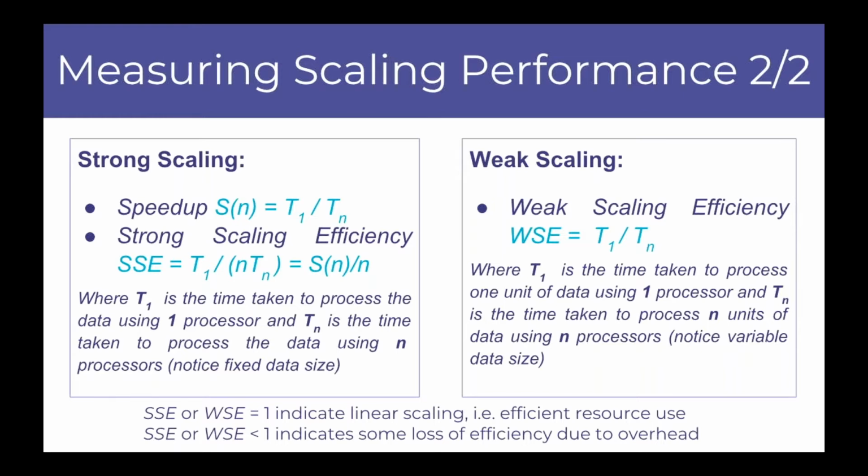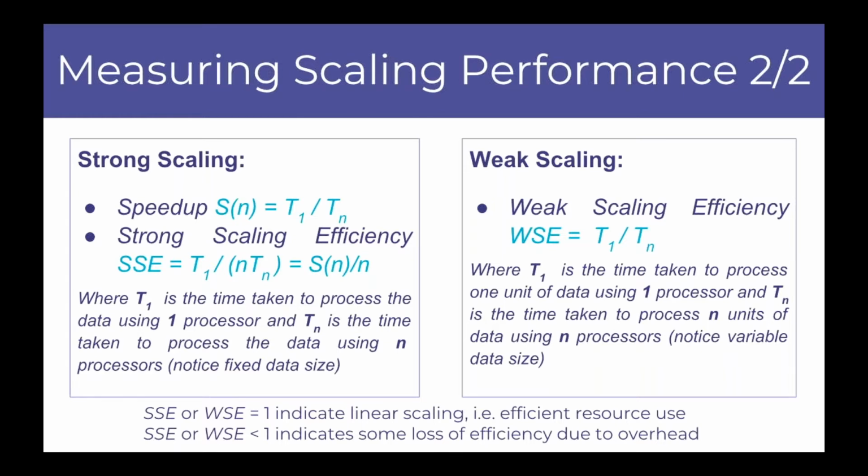Whereas in weak scaling, because remember, in weak scaling, we vary the number of processing elements with the data size. So again, weak scaling efficiency is T1 divided by Tn, but it's a little different here. So T1 is the time taken to process 1 unit of data using one processor, whereas Tn is the time taken to process n units of data, so identical units to the ones that were processed in T1, n units of data using n processors, or n processing elements. And by doing that, we can divide T1 by Tn and then get weak scaling efficiency.